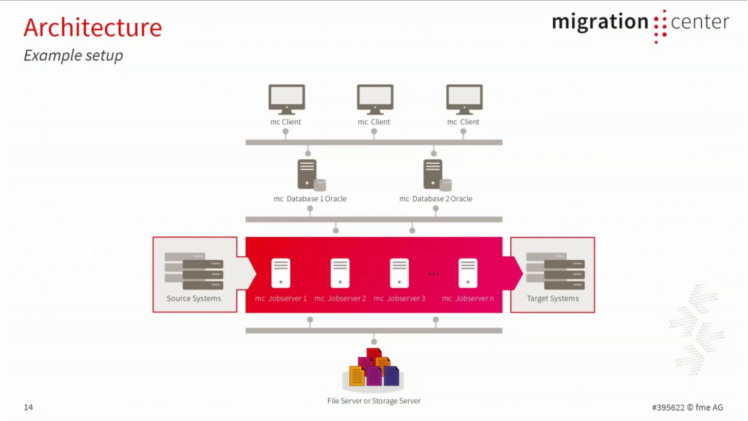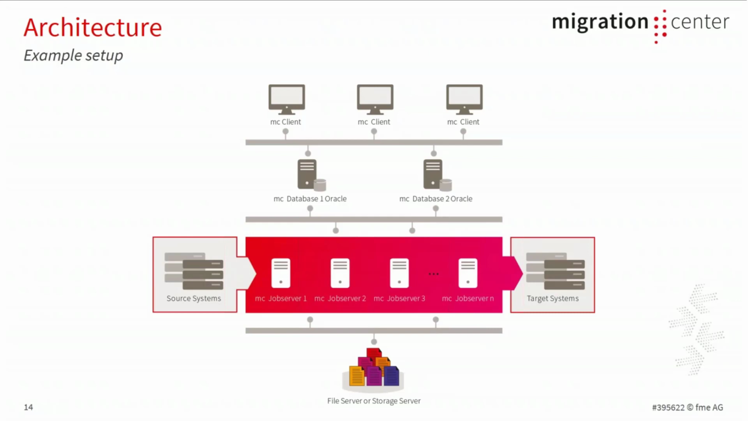Then we have the job server, which is also seen in the bottom middle. The job server is our processing unit. This is really a Java service running on Windows or Linux as a daemon. It is a background processing service. It is responsible for scanning the data, extracting documents from the source system to a file server or storage server, and extracting all the metadata from the source system into the Migration Center database. Here you see four job servers. In other words, this is our scalable unit, besides the database instance, of course.